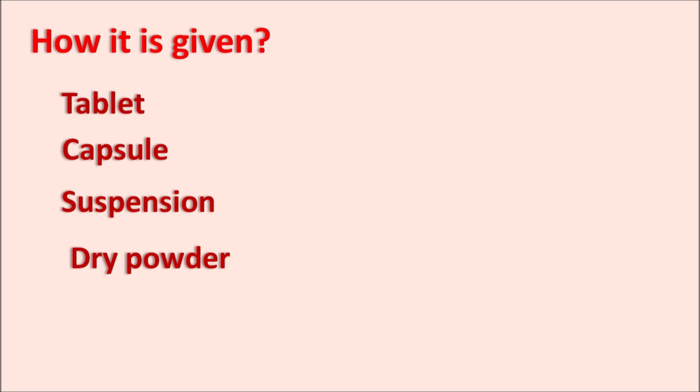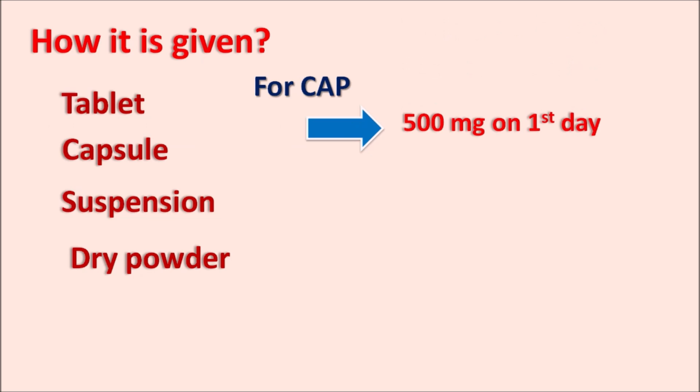For instance, in case of community acquired pneumonia, azithromycin is given as 500 mg on the first day. Then the dose is reduced to 250 mg. So the 250 mg dose is given for the following 4 days. The total course of azithromycin is 5 days for the treatment of community acquired pneumonia.